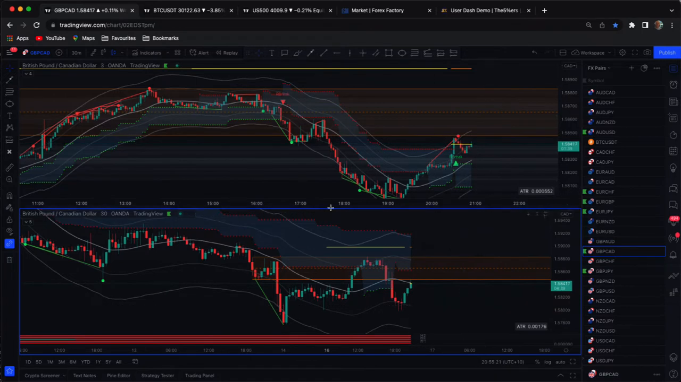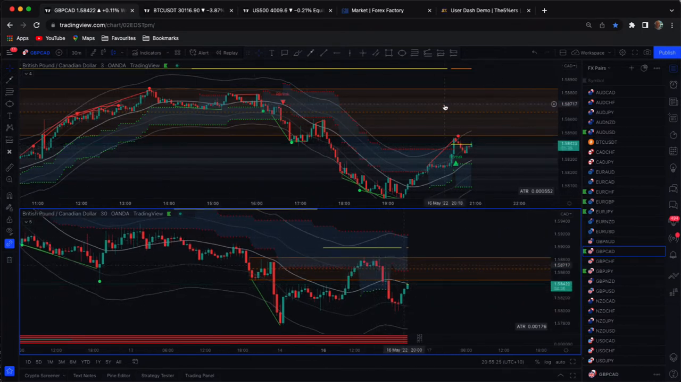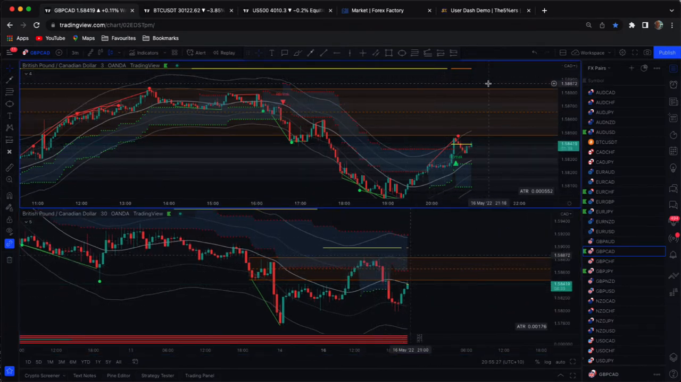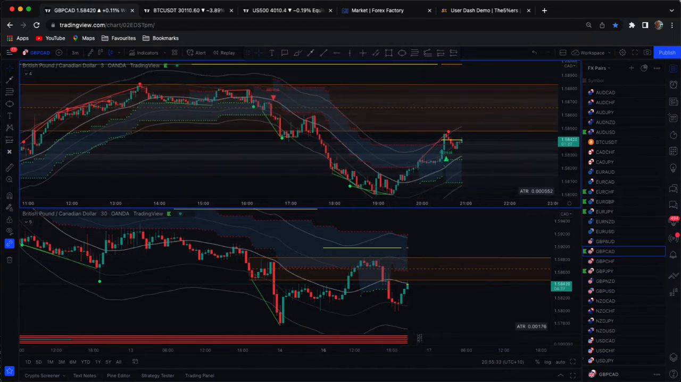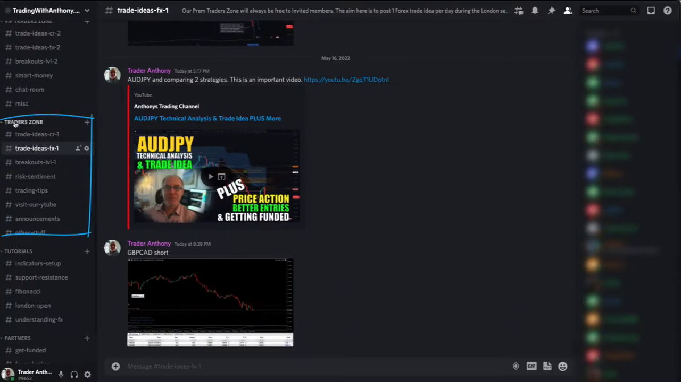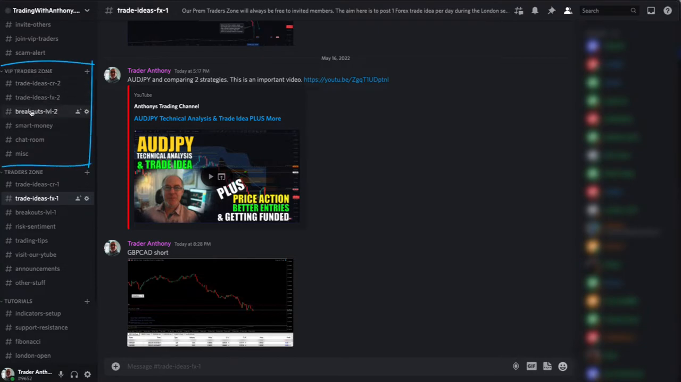First up, this two chart layout is to do with our level 1 breakout strategy. We've got two levels. Level 1 as in, we'll go back to Discord, Traders Zone, breakouts level 1. And in VIP we have a bit more of an aggressive strategy with this. Okay, so I'll explain both of these.